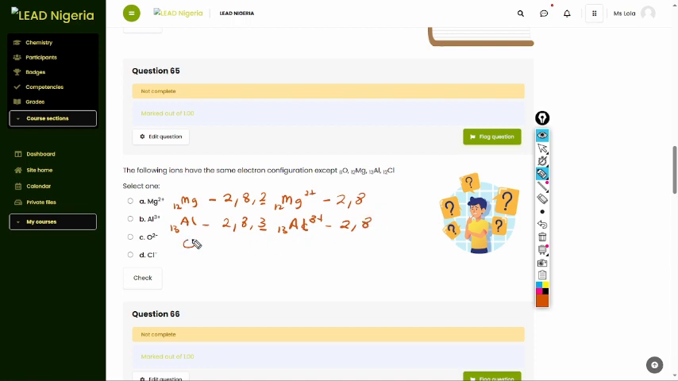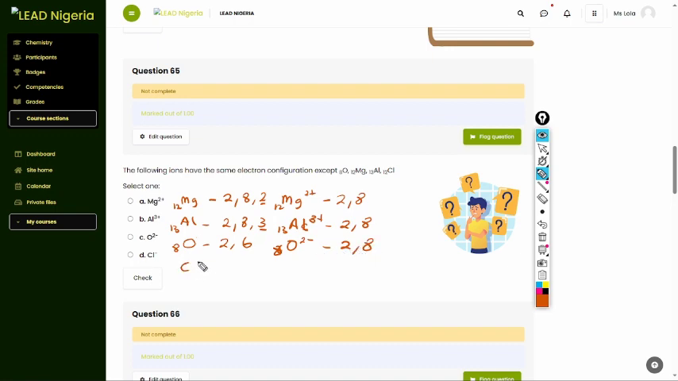Okay, oxygen is the 8th element. So that's 2,6. Now when oxygen forms a 2- ion, it gains 2 electrons to complete 8 electrons here. So it means the configuration is now 2-8.